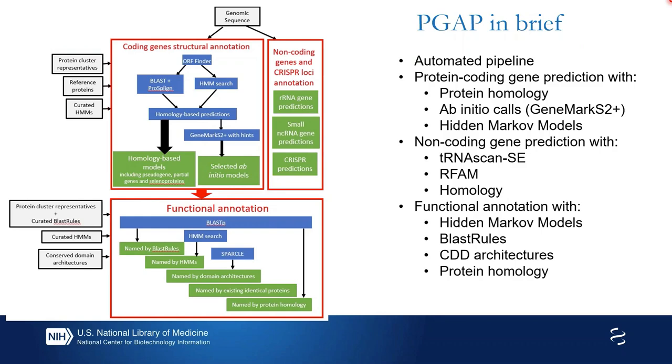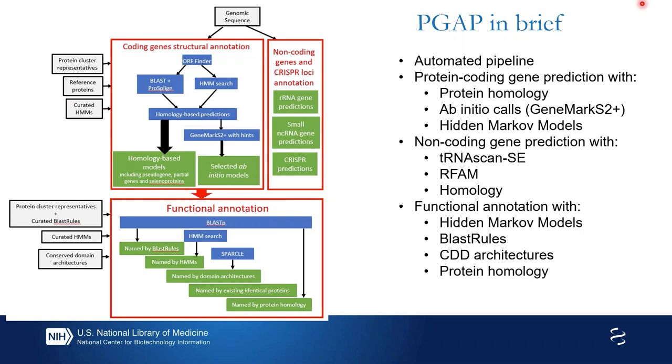It is used to annotate almost all RefSeq assemblies currently available in GenBank, which is over 170,000 assemblies from bacteria and archaea. And it is also used for the annotation of many assemblies that are submitted and that are in GenBank proper. It is an automated pipeline that predicts the structure of coding genes as well as non-coding genes, and also provides functional annotation.